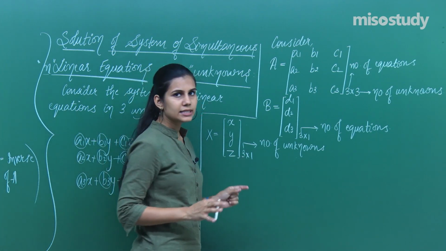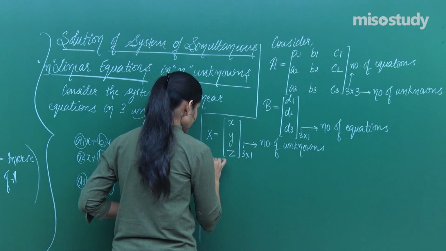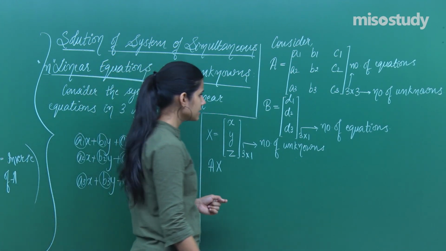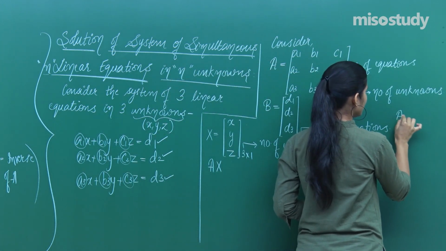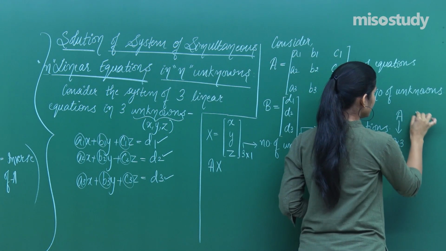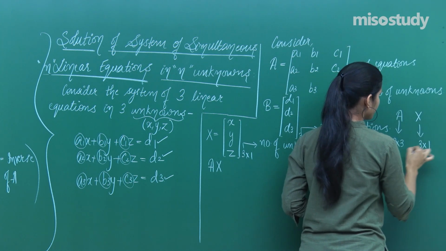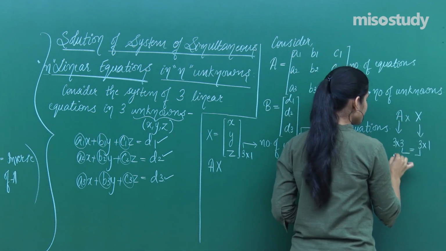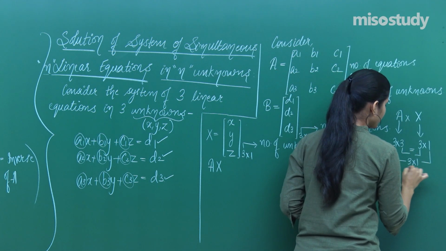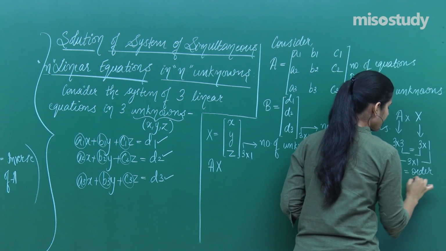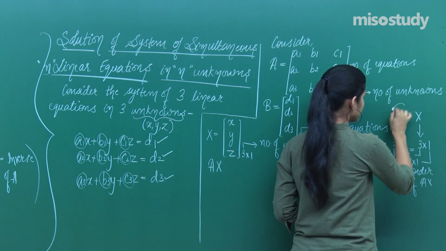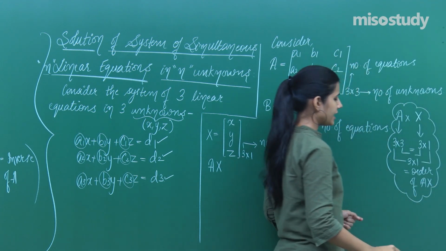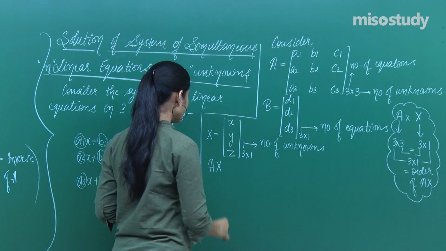If you now consider A into X, is A conformable for multiplication with X? See, A is a matrix of order 3 cross 3, X is a matrix of order 3 cross 1. You can see the number of columns of A is equal to the number of rows of X, and therefore A cross X exists as a matrix of order 3 cross 1. This is the order of AX. So clearly A and X are conformable for multiplication.